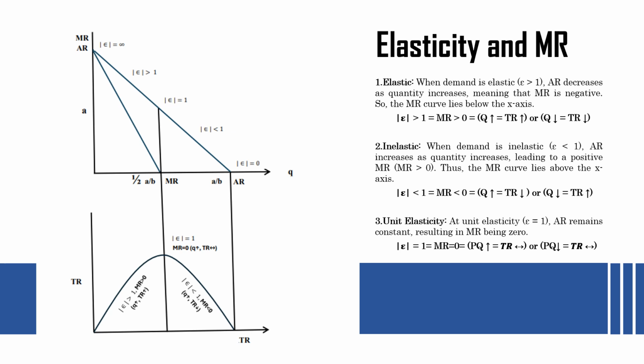When demand is inelastic, epsilon is less than 1, meaning marginal revenue is less than 0, which indicates that if quantity increases, total revenue decreases. If quantity decreases, total revenue increases. At unit elasticity, epsilon is equal to 1, meaning that MR is equal to 0, which indicates that whether quantity increases or decreases, total revenue will remain constant.